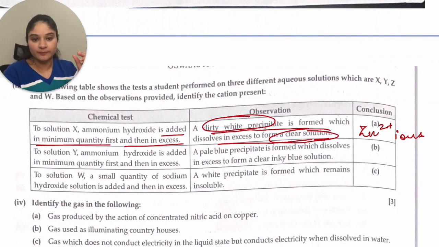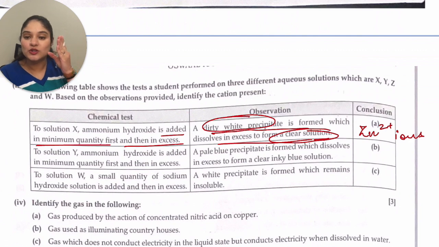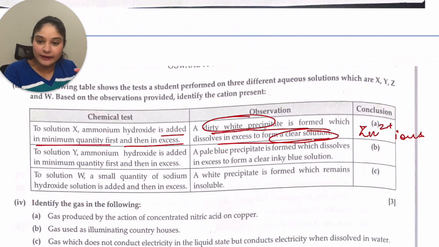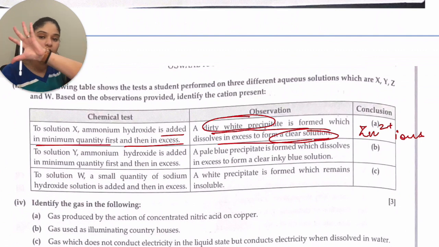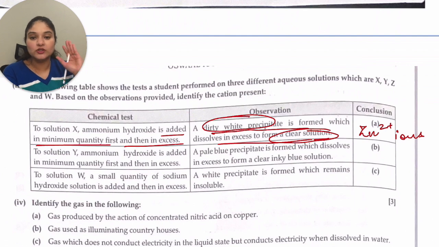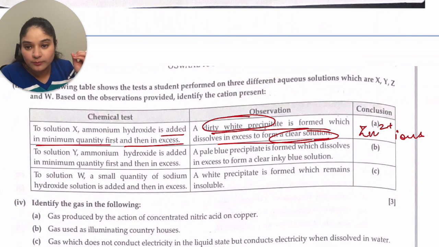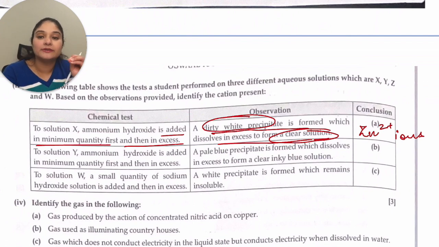There are 3 videos. Now next is, to solution Y, ammonium hydroxide is added in minimum quantity first and then in excess. If you map it from the chart that I have taught, a pale blue precipitate is formed which dissolves in excess to form a clear inky blue solution. Whenever you see blue, and you're not sure about it, you don't have enough time, please write copper, because you only have copper which is bluish in color in your syllabus in 10th grade. So your answer is Cu2+.